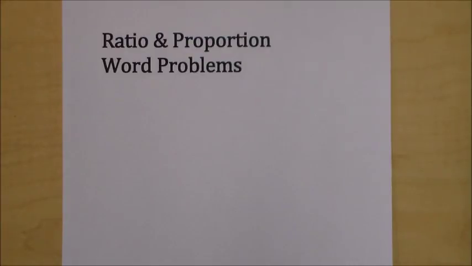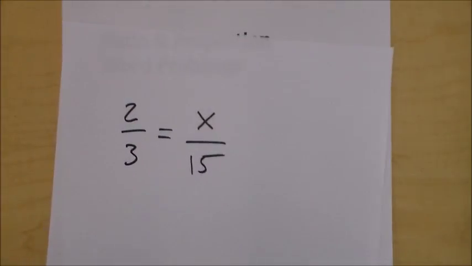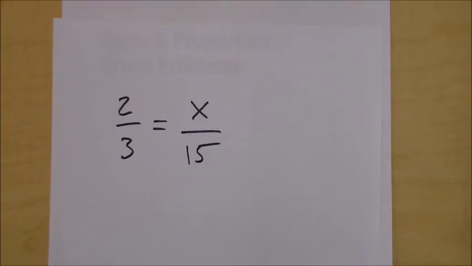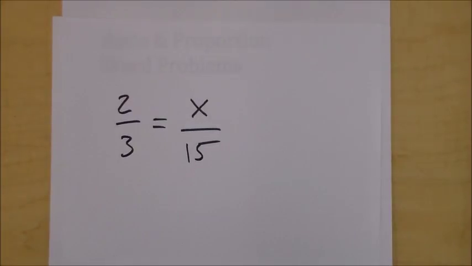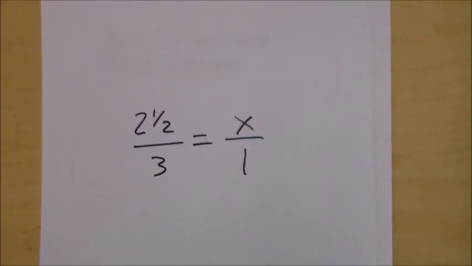Ratio and proportion word problems. All right, 6th grade. You did stuff like this. 2/3 is x over 15, and there's several ways to solve it. The answer is obviously 10. Then you got to 7th grade, and you had to do stuff like this.